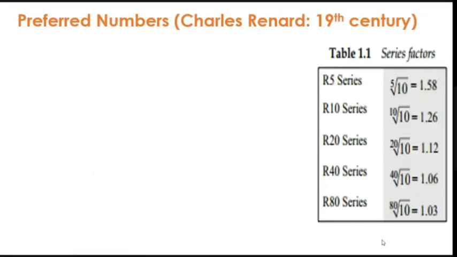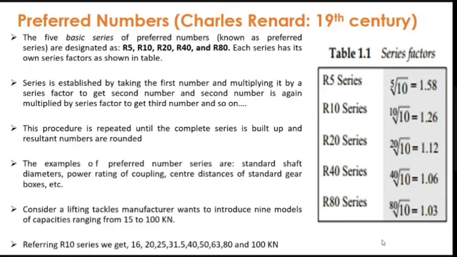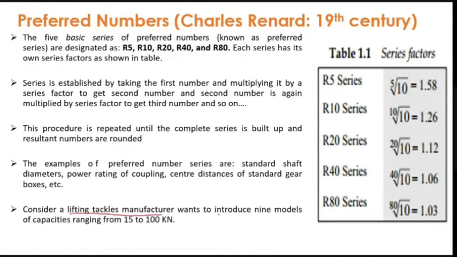So what I was discussing was the example. Let us say that a lifting tackle manufacturer wants to introduce 9 models of capacities ranging from 15 to 100 kilonewton. What is the range? The range is 15 to 100 kilonewton.